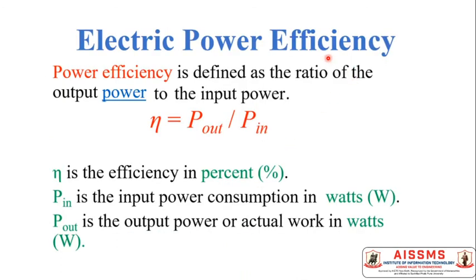Next point, electrical power efficiency. The power efficiency is defined as the ratio of output power to the input power, and efficiency is denoted by eta. Eta is equal to P out upon P in, and it is expressed in percentage.